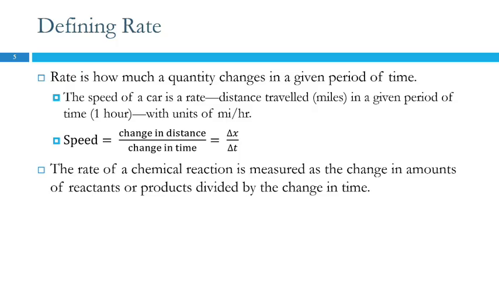When we measure the rate of a chemical reaction, we're going to look at the change in amounts of reactants or in the amounts of products divided by the time. So instead of measuring a distance, we're going to measure how much reactant disappeared or how much product was formed divided by the unit of time, and then we'll get a rate for the chemical reaction.